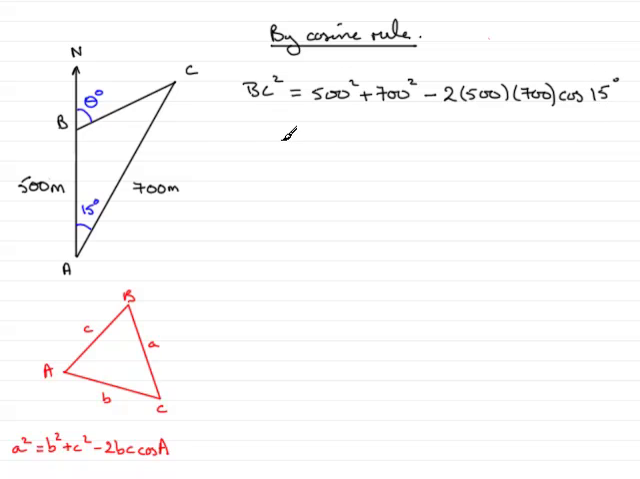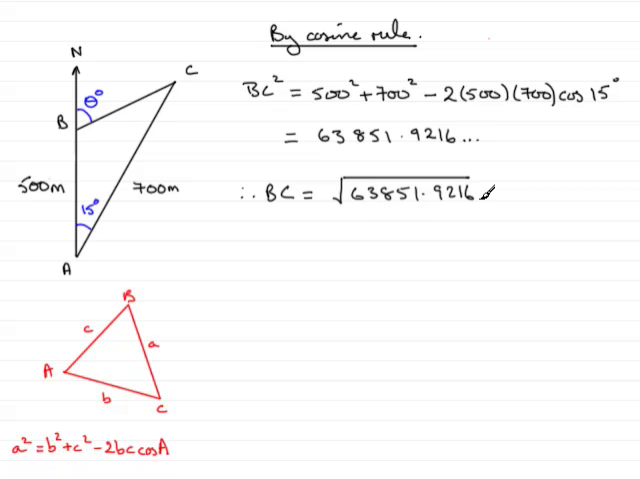Make sure your calculator's in degrees mode because we're doing the cosine of an angle in degrees. If you do that on your calculator, you should find that you get 63851.9216 and so on. Now to get BC, what we need to do is square root that answer. So I'll just copy that in again, 63851.9216 and so on.